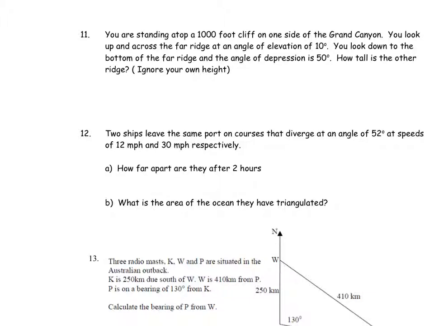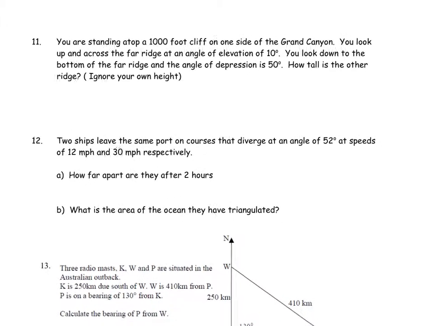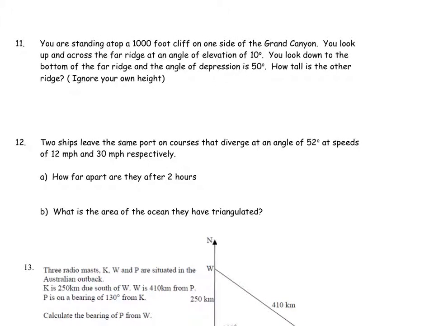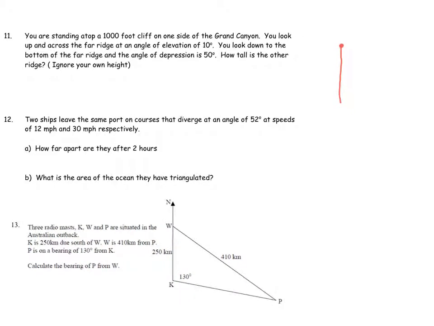Okay, let's start with word problems. You are standing atop a 1,000-foot cliff. So let's say that this cliff is 1,000 feet tall. So I'm standing over here. And you look up across the far ridge at an angle of elevation of 10 degrees. So then you look up with an angle of elevation of 10 degrees.